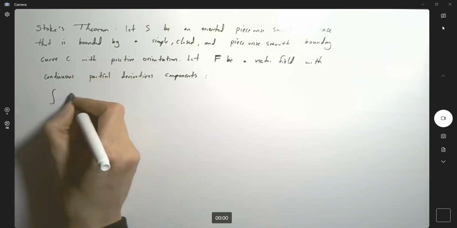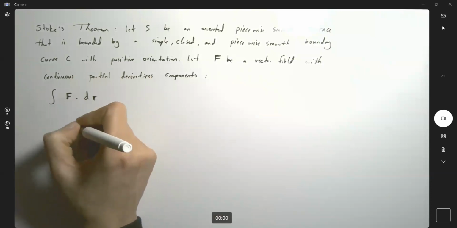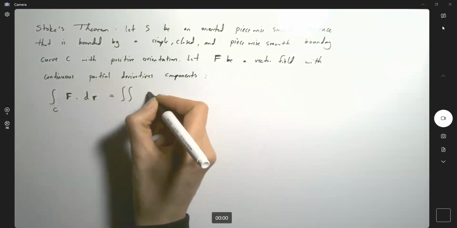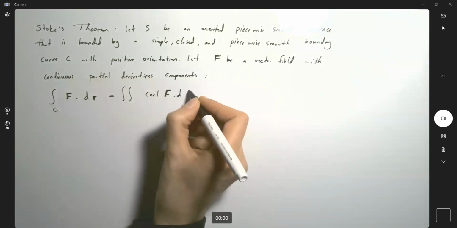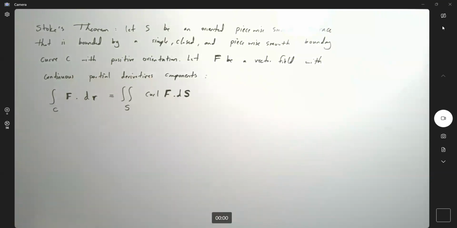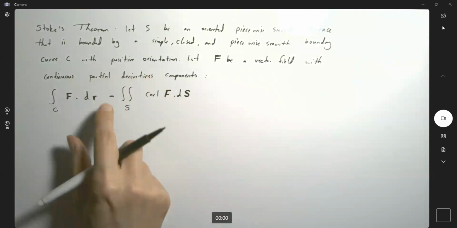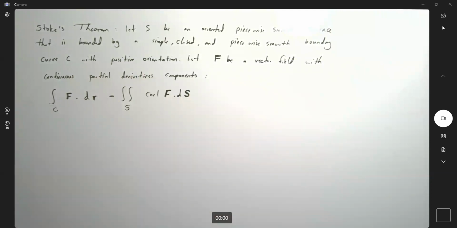The line integral of F dot dr over C can be written as the double integral of curl F dot dS over S. So you can convert a line integral into a double integral, or you can convert a double integral into a line integral. So let's go over one example.